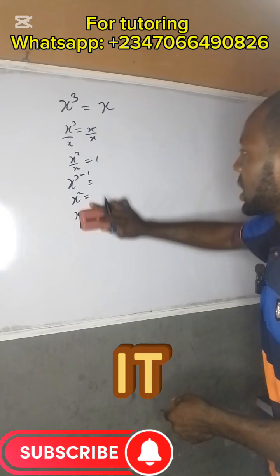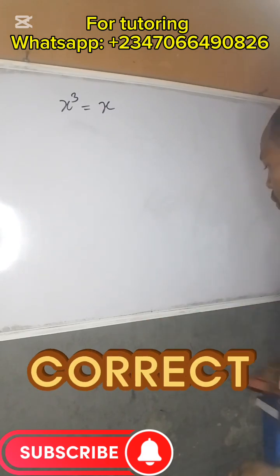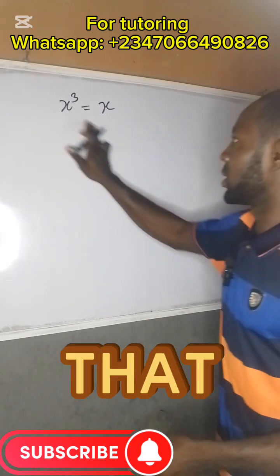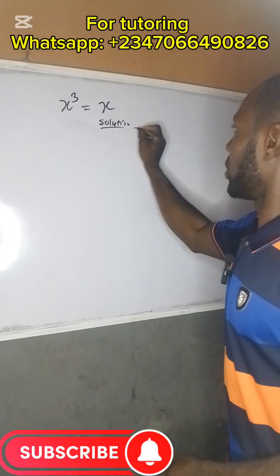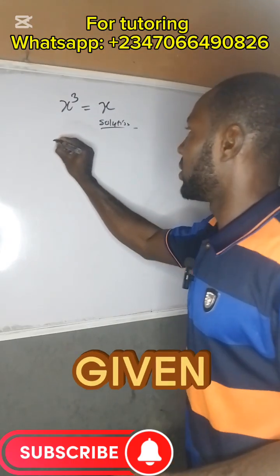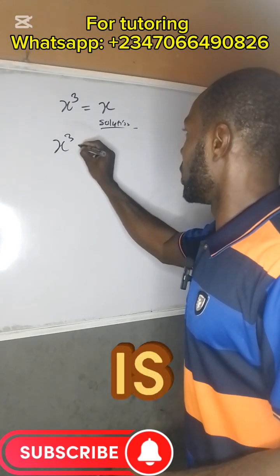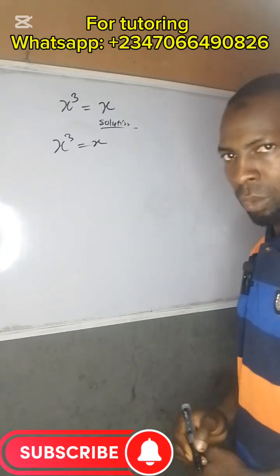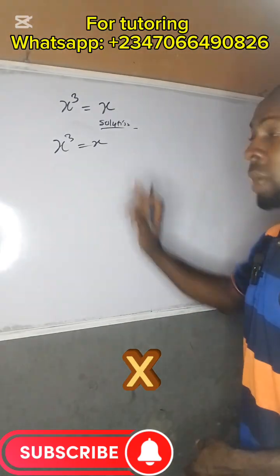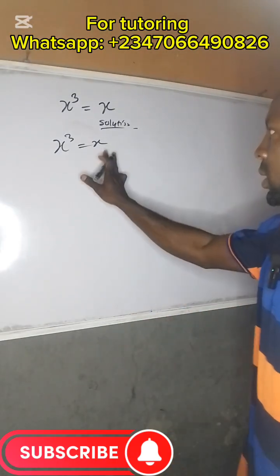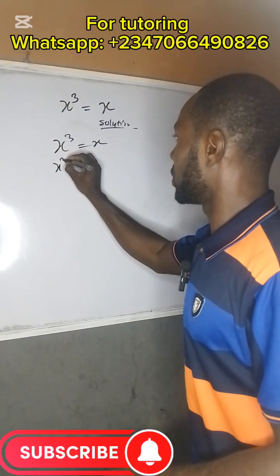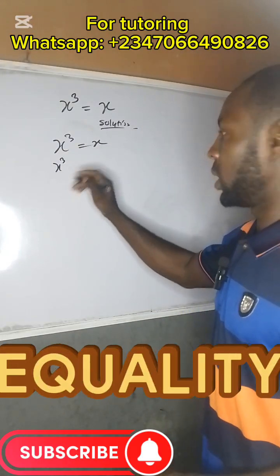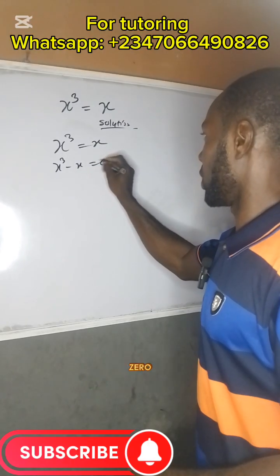So, the correct way to solve this kind of problem here is that, write solution. Now, what are we given? We are given that x cubed is equal to x, right? They are all x, it's just different in powers. Take this one to the other side, which means we're having x cubed. When it crosses the equality sign, it turns to minus x is equal to 0.